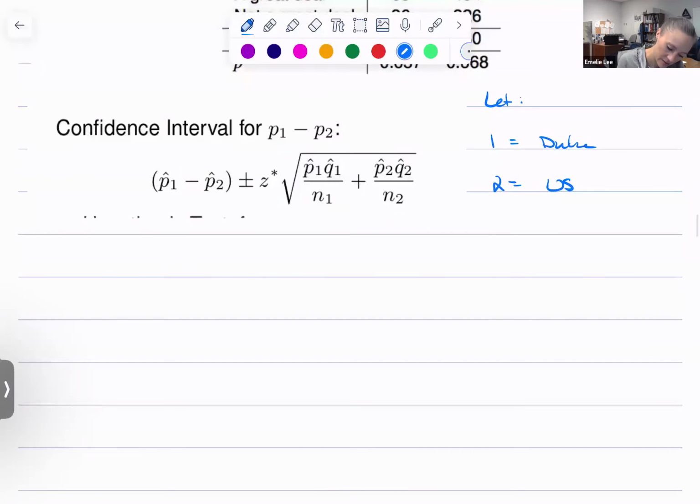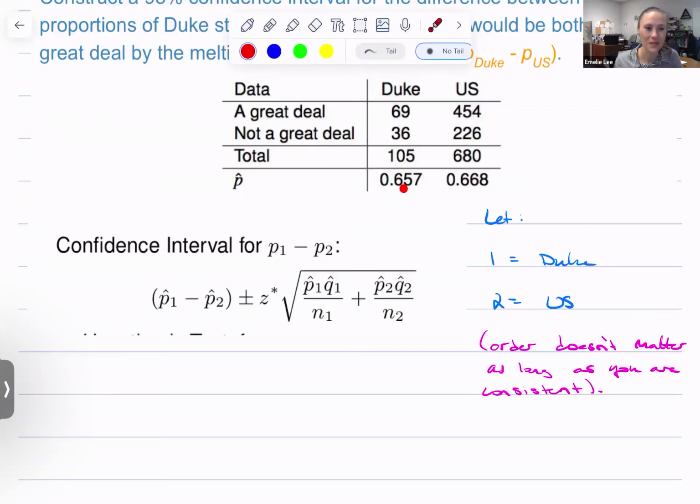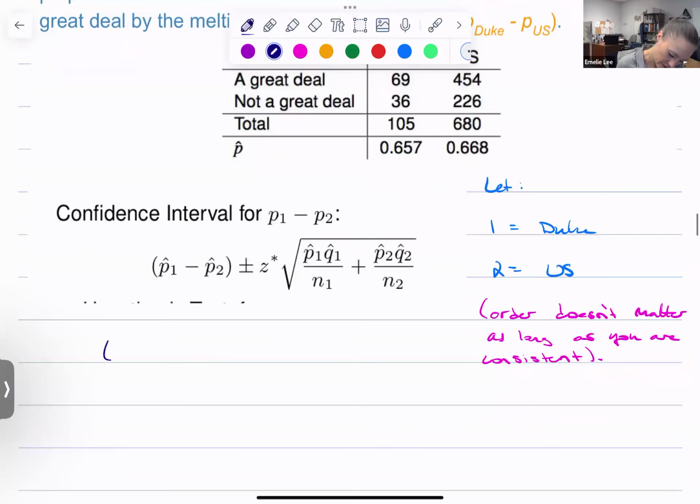I'll make a note here that the order doesn't matter as long as you're consistent. You are consistent. Yeah. So this is going to be P1 hat, and this is going to be P2 hat. You can make a note of that, but I'm going to just start plugging these in.